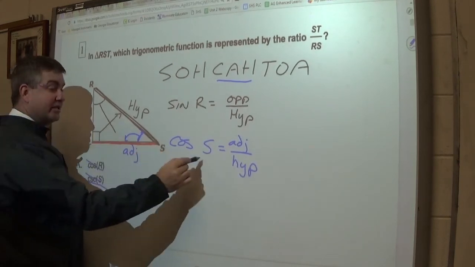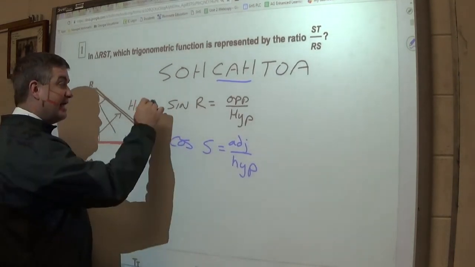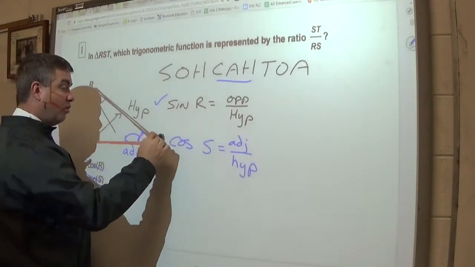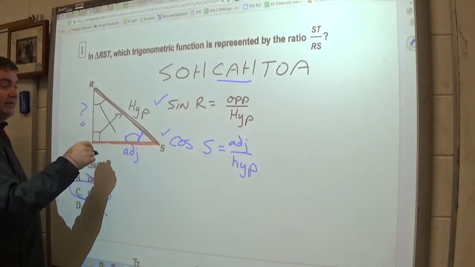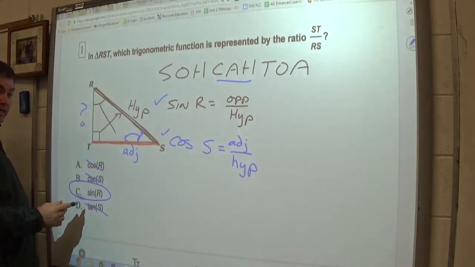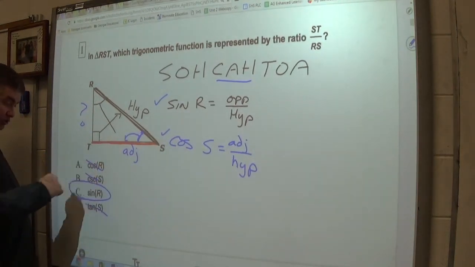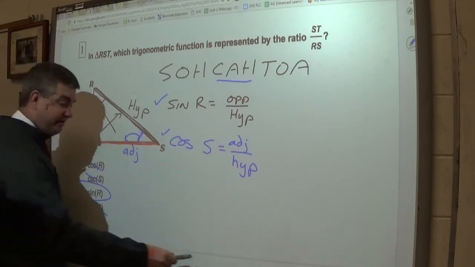It could have been cosine of angle S, though. Either the sine of angle R or the cosine of angle S. Either one of those would have been acceptable answers. The only answer that makes sense, though, out of our choices here is the sine of angle R.